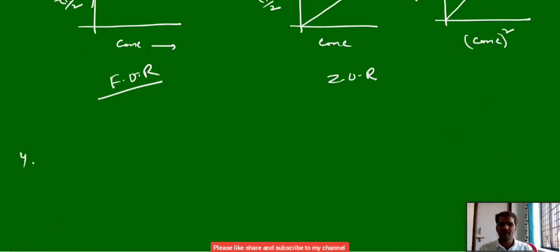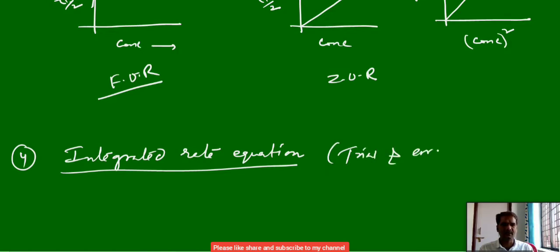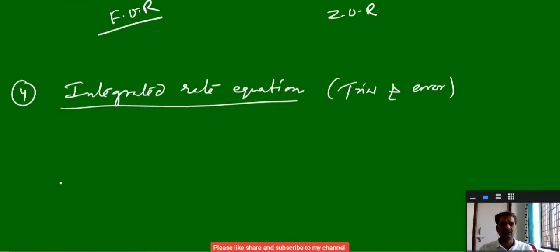The next, fourth one, integrated rate equation. This is a kind of trial and error method. By using trial and error, we can identify the order of the reaction. This is a little bit laborious work.